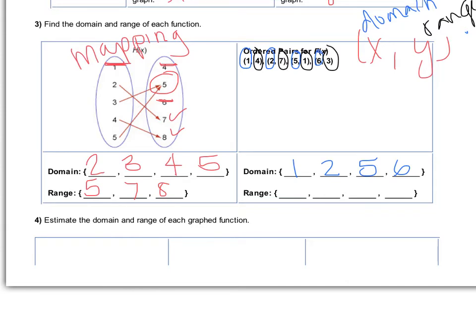Typically, you write them in numerical order. So I'm going to go ahead and do that. So I would write 1, 3, 4, and 7. It would not be incorrect if you just wrote them in the order you see them in. So you could write them like this, 4, 7, 1, and 3. It's just not the most correct answer. All right, so the next thing says to estimate the domain and range of each graphed function.